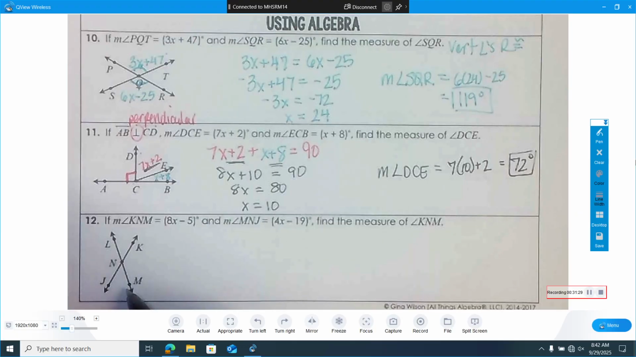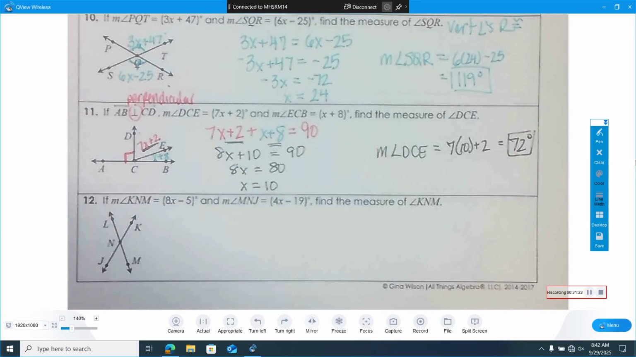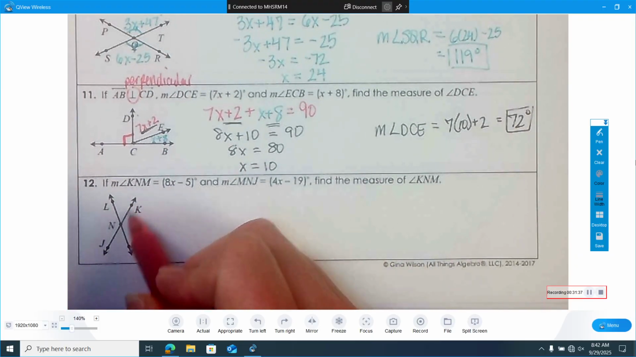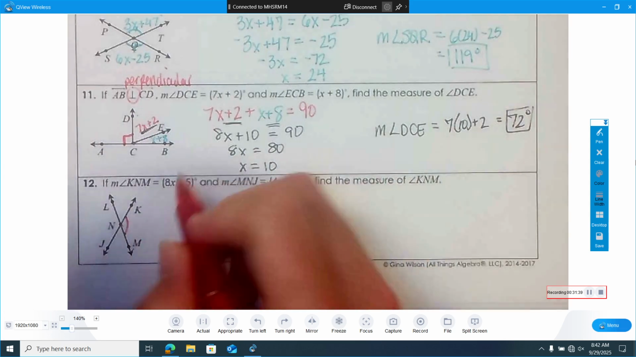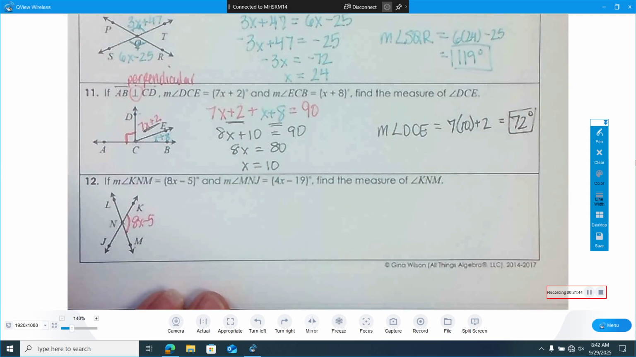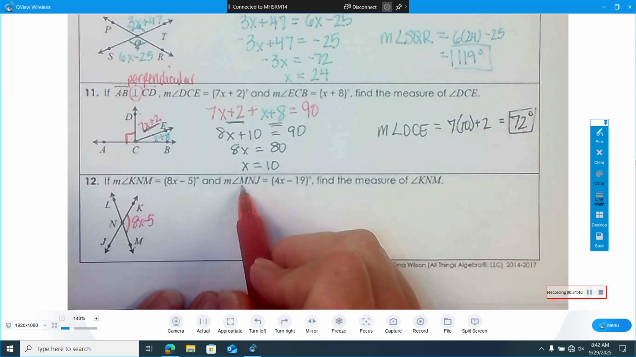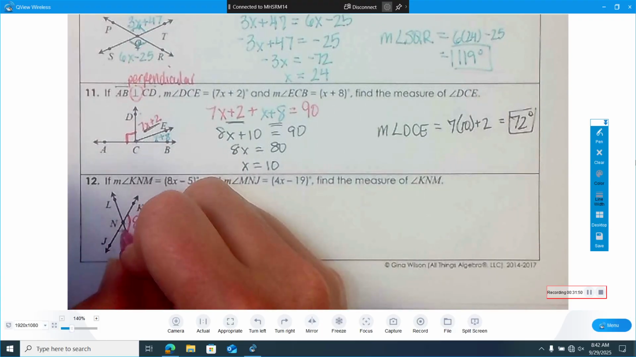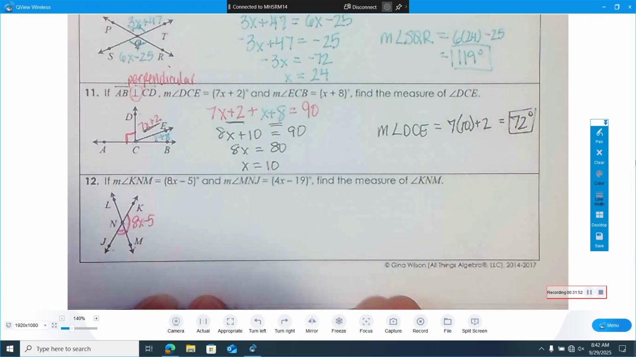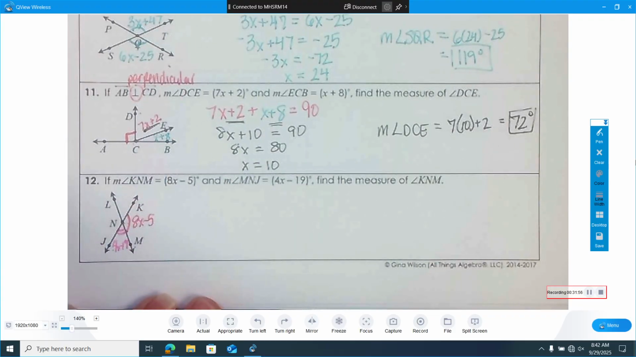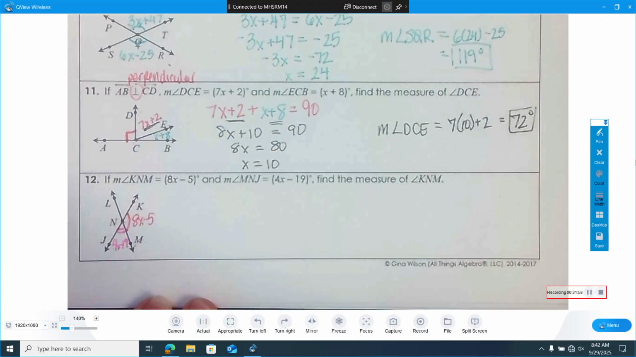Okay, we will do this one. All right, it says K, N, M. K, N, M is right here, and it is 8x minus 5 degrees. And M, N, J is right here, and it's 4x minus 19. Okay. Tell me about that pink and red angle there, those two angles.